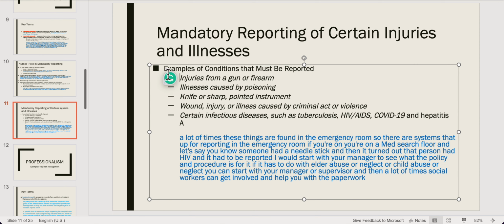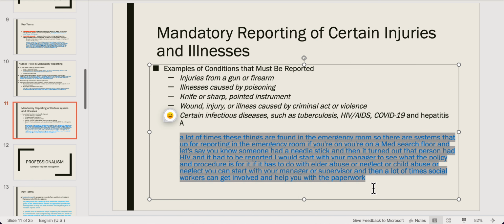Mandatory reporting of certain injuries and illnesses. Examples of conditions that must be reported: injuries from a gun or firearm, illnesses caused by poisoning, injuries from a knife or sharp, pointed instrument, and any wound, injury, or illness caused by a criminal act or violence.